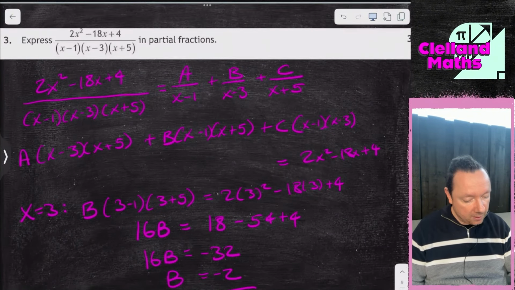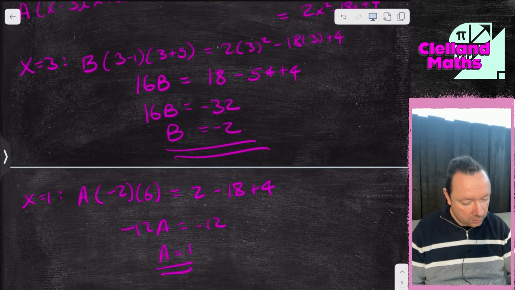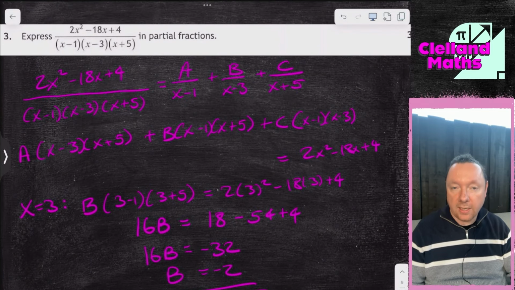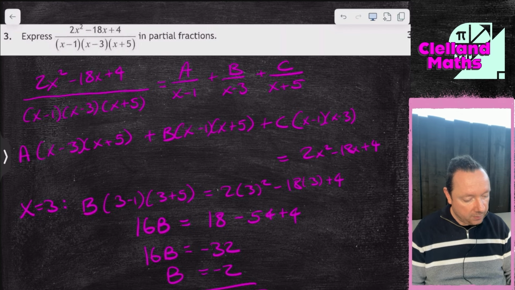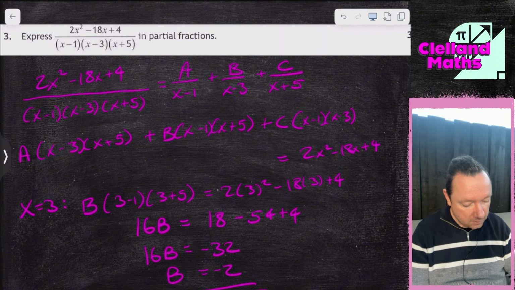Finally, you need to just pick a number, because if you pick minus 5, A and B disappear, and you could do that, I suppose. You could pick minus 5 and A and B would disappear to give you your C, or you could just pick a random number at this stage because you've already got A and B. So I think I'm just going to pick 0 because it'll just be easier.